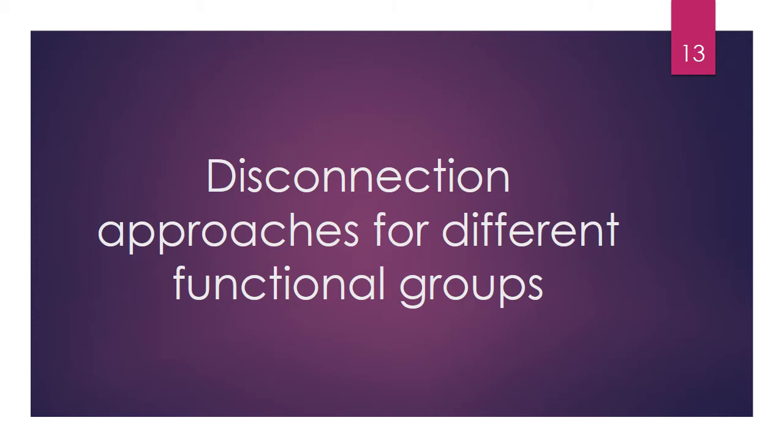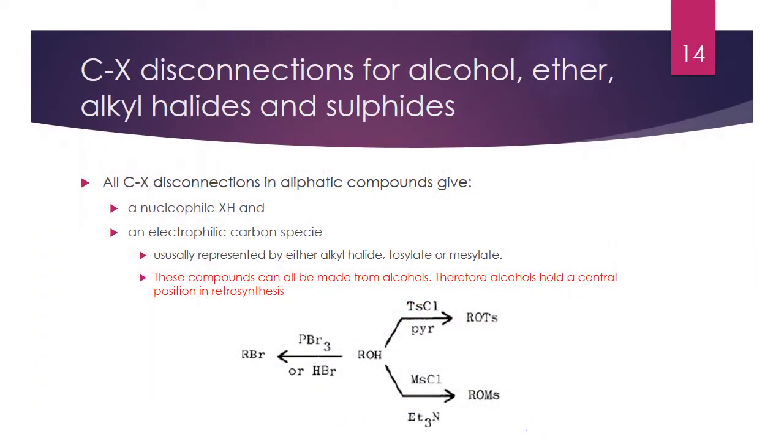Okay, so we are now going to discuss different synthetic approaches, disconnection approaches for different functional groups, one by one for ease. Here we are going to discuss the disconnections for alcohol, ether, alkyl halide, and sulfides. One thing we have discussed is important: whenever we disconnect a bond between carbon and X in any aliphatic compound, we get a nucleophile, that's XH, and an electrophilic carbon species. The carbon that's electronically deficient, positively charged, is normally represented by an alkyl halide, or alternately we can make use of tosylate or mesylate.